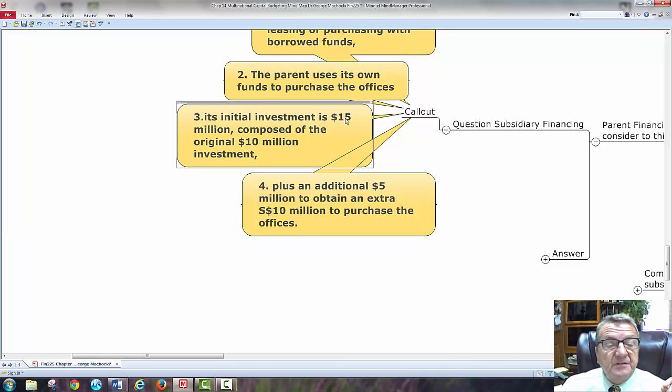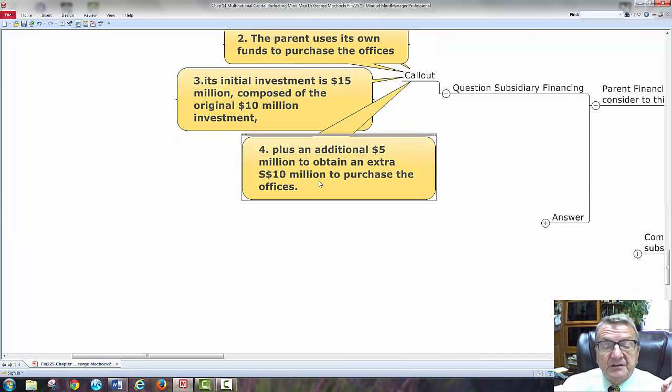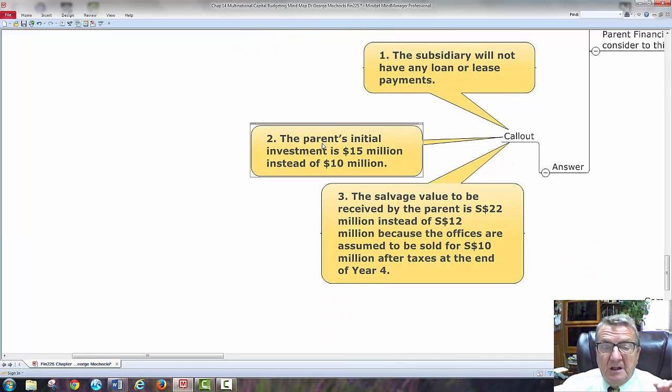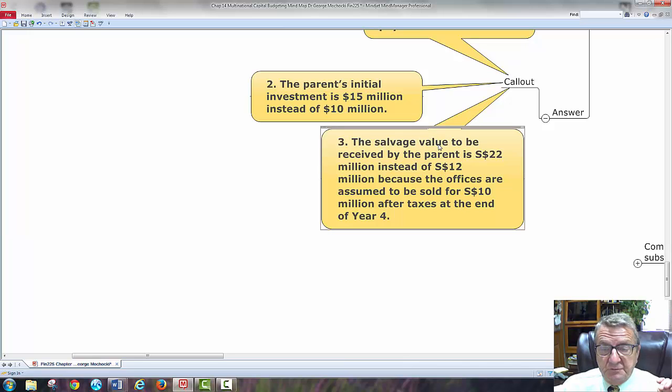Its initial investment is $15 million, composed of the original $10 million investment, plus an additional $5 million to obtain the extra 10 million Singapore dollars to purchase the office through the exchange rate. So here's my answer. The subsidiary will not have any loan or lease payments. The parent's initial investment is 15 million instead of 10. The salvage value to be received by the parent is 22 million instead of 12.